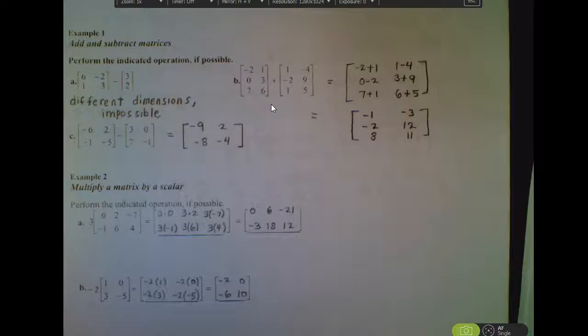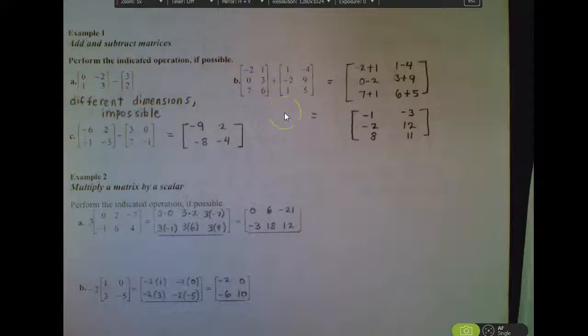But when you get to this one, it is now a 3 by 2 with another 3 by 2, and so these we can add. Again, I'm just matching up their corresponding elements. So the top left plus the top left. So you can see over here how that worked out. And then we'll just simplify that, of course, as we go.